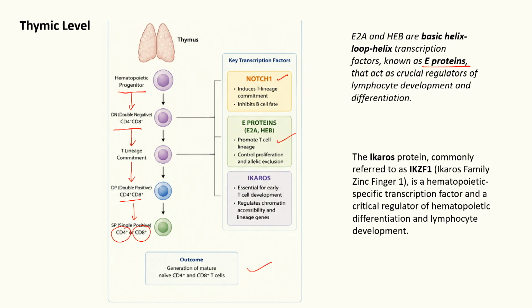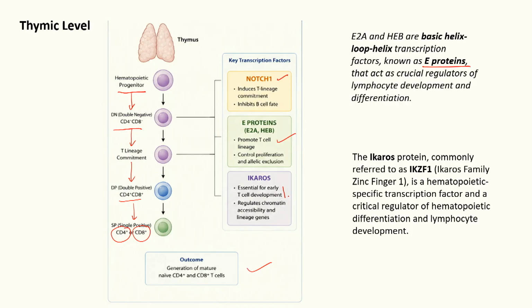And finally, we have Ikaros, which comes from the Ikaros family of zinc finger proteins. These are hematopoietic-specific transcription factors, specifically expressed in the cells which are going to form the B cell and T cell populations. They are very specific transcription factors regulated at the hematopoietic level. They are essential for early development of T cells, and also regulate chromatin accessibility and lineage genes.